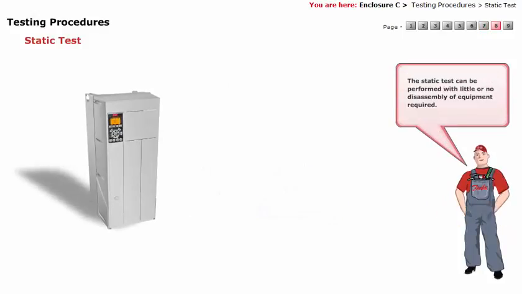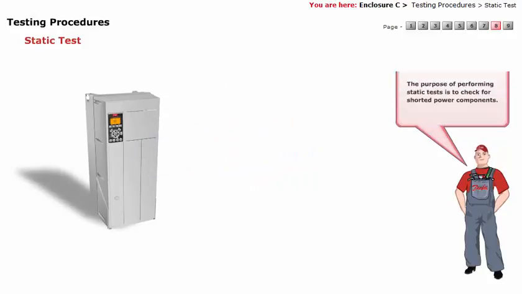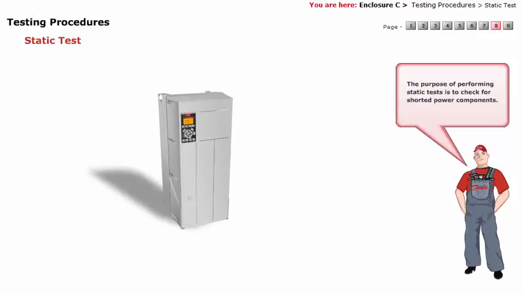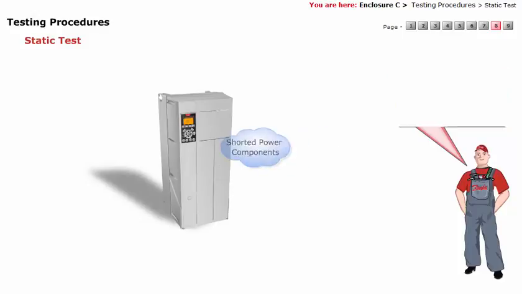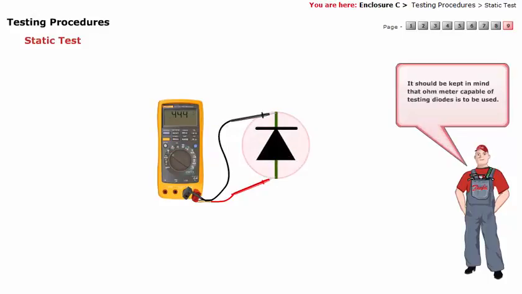The static test can be performed with little or no disassembly of equipment required. The purpose of performing static tests is to check for shorted power components. Simple ohmmeter checks are made to check the components under short circuit. It should be kept in mind that an ohmmeter capable of testing diodes is to be used.